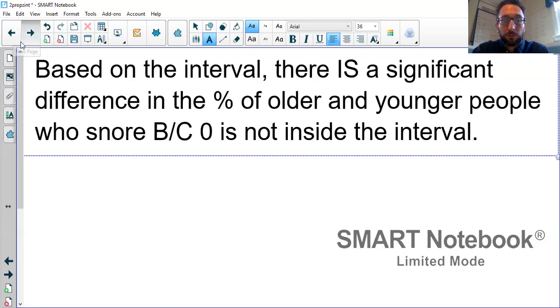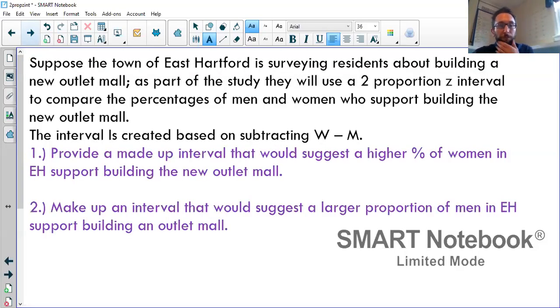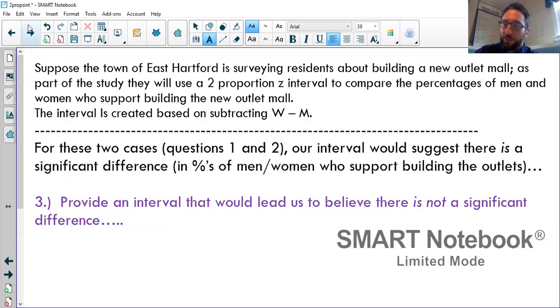See what you think. So here we've got a little practice for you. Take a minute, read this context, give the video a pause. This considers some of the stuff referenced today, and what I just touched on with the positives and negatives, but it also connects a little bit back to the other 2 props interval video. What do you think about these purple questions here? Give me a made-up interval. You're literally just making up numbers that would suggest a higher percent of women in East Hartford support building a new outlet mall. What would suggest there's a larger percent for men? Unpause. Same deal. Got one more question.